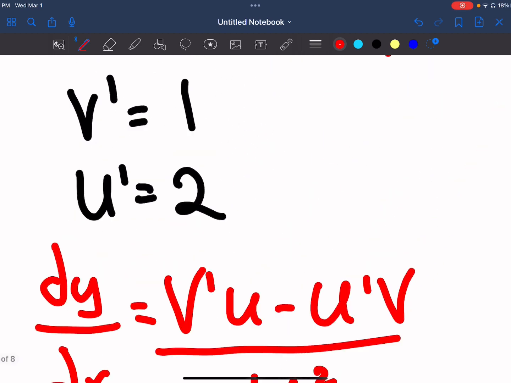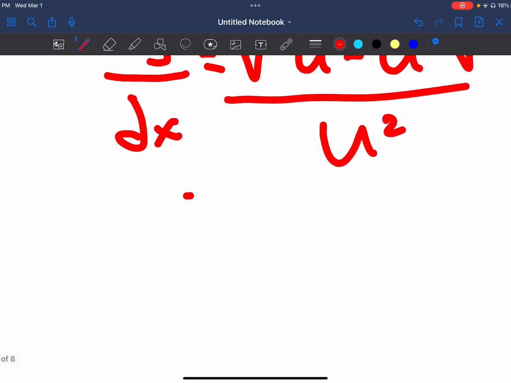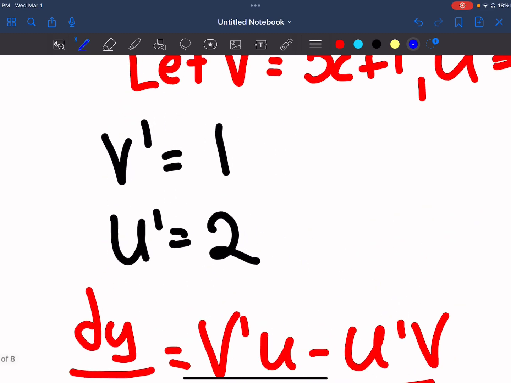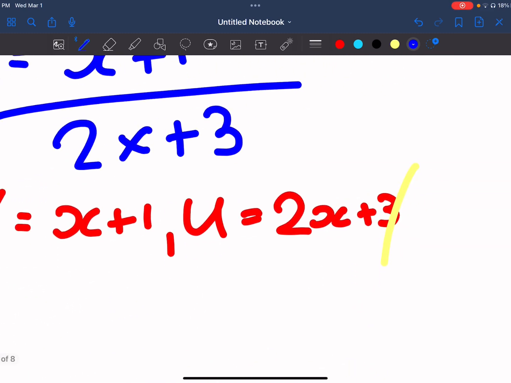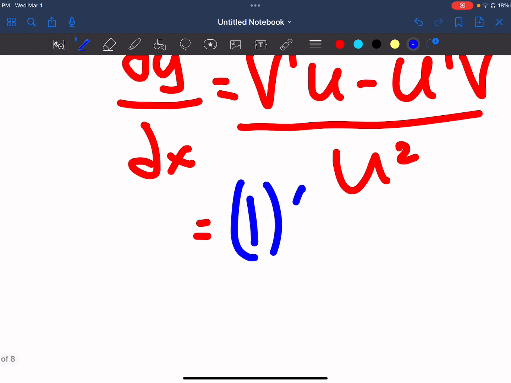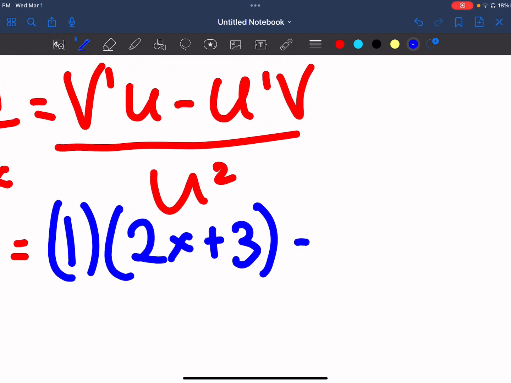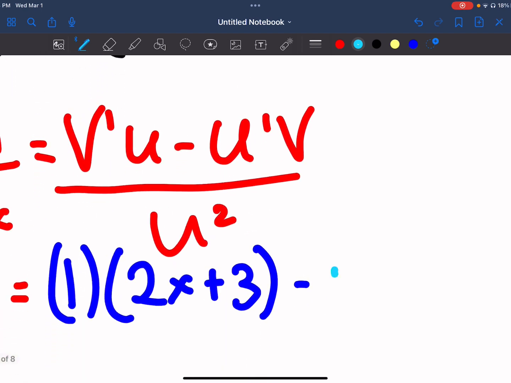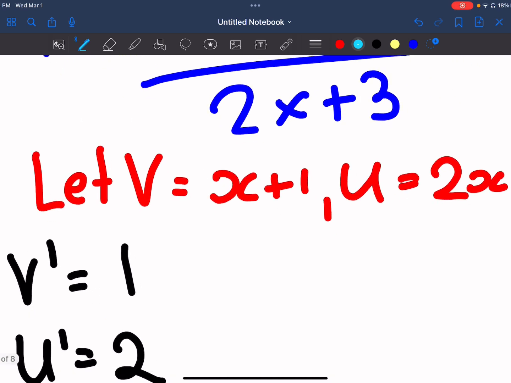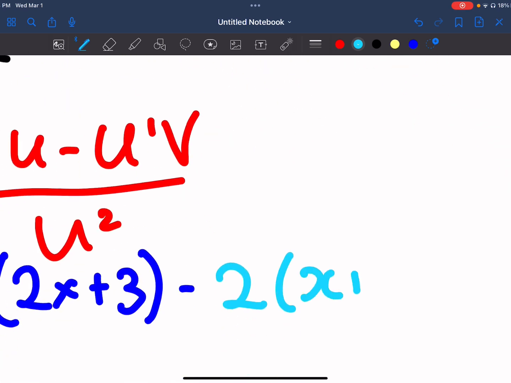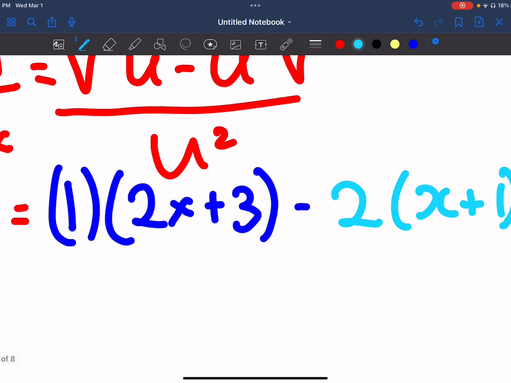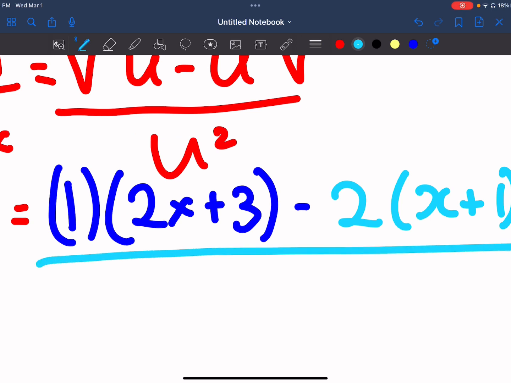So let's do this. We know v prime to be 1. So this is equal to 1 times u, which is 2x plus 3. So 1 times 2x plus 3, minus, and u prime we found to be 2, so minus 2 times v, which was x plus 1. And this is all over u squared.